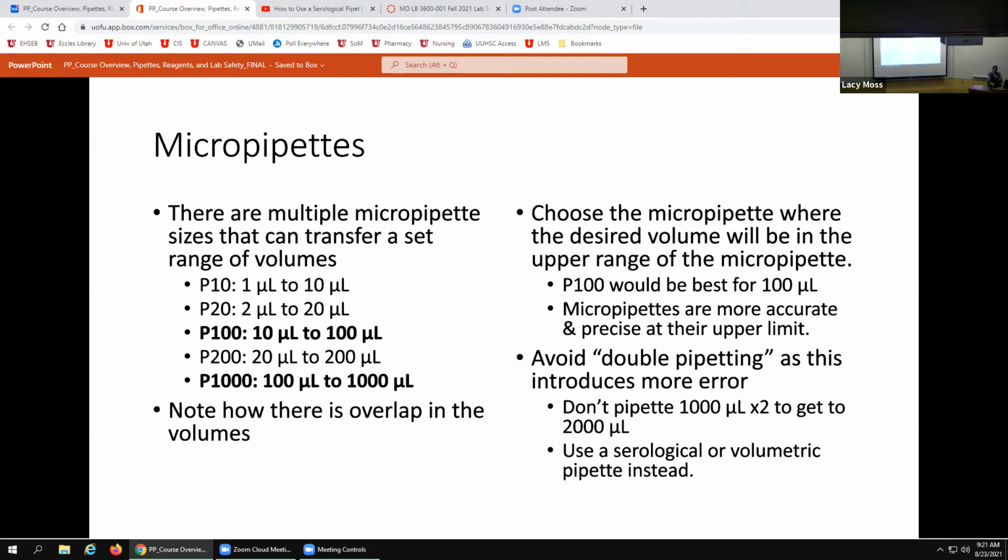And you also want to avoid double pipetting. That's basically where, oh man, I have to transfer 2 mLs. I could get a volumetric pipette, which is annoying because of the bulb, or I could transfer 1000 twice with my P1000. And that's very tempting. Don't do it because it's not as accurate. Sometimes people think that seems way easier, but you're trading off in terms of accuracy and precision. So use the pipette that's appropriate for the task.